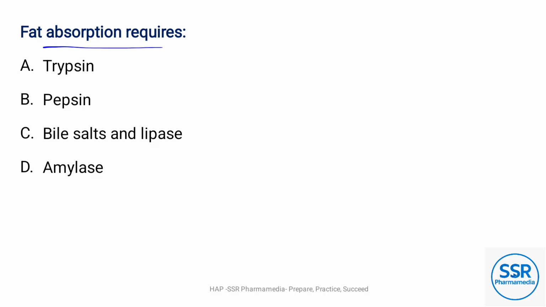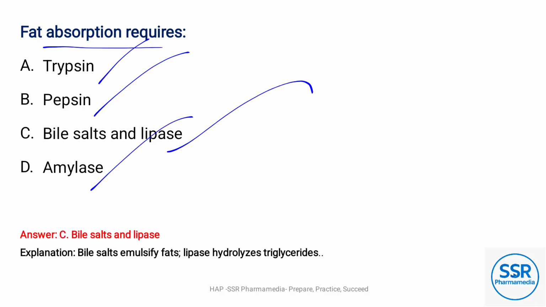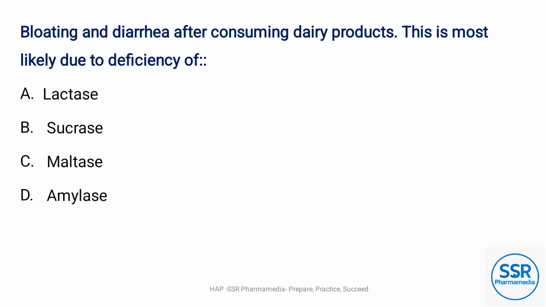Fat absorption requires: option A, trypsin; option B, pepsin; option C, bile salts and lipase; option D, amylase. So the answer is option C, bile salts and lipase. So bile salts emulsify fats, and lipase hydrolyzes triglycerides.